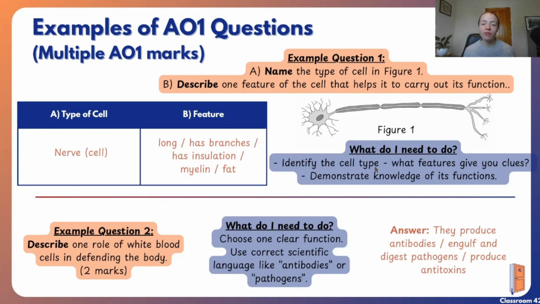And describing one feature of the cell, there's multiple ones you can have, and it's quite useful to look at the figure and identify one of those in there, which would definitely be a feature because you can see it right there. So the myelin there, or it has insulation, branches, or it's just very long. That's a key feature of this cell that not every cell has, so it's a very identifiable characteristic of a nerve cell and will get you the mark.